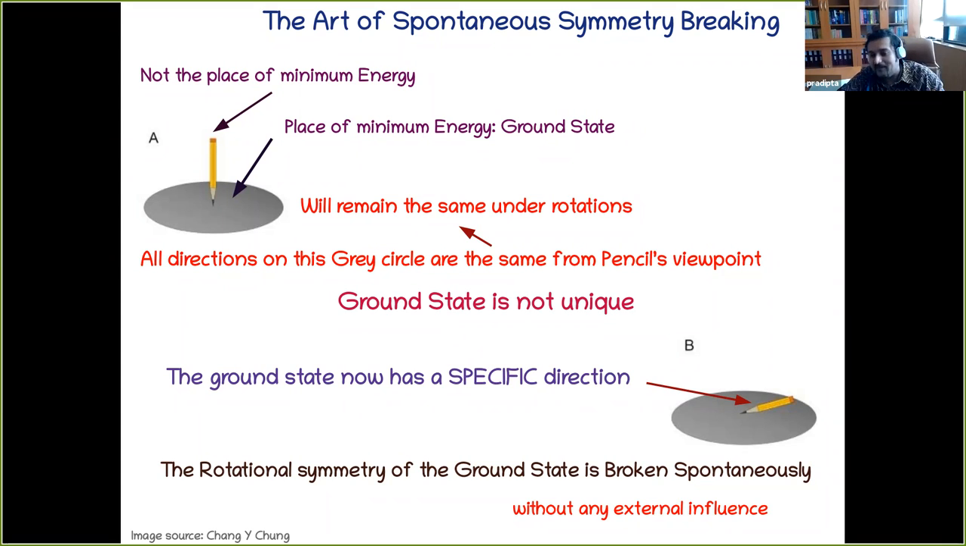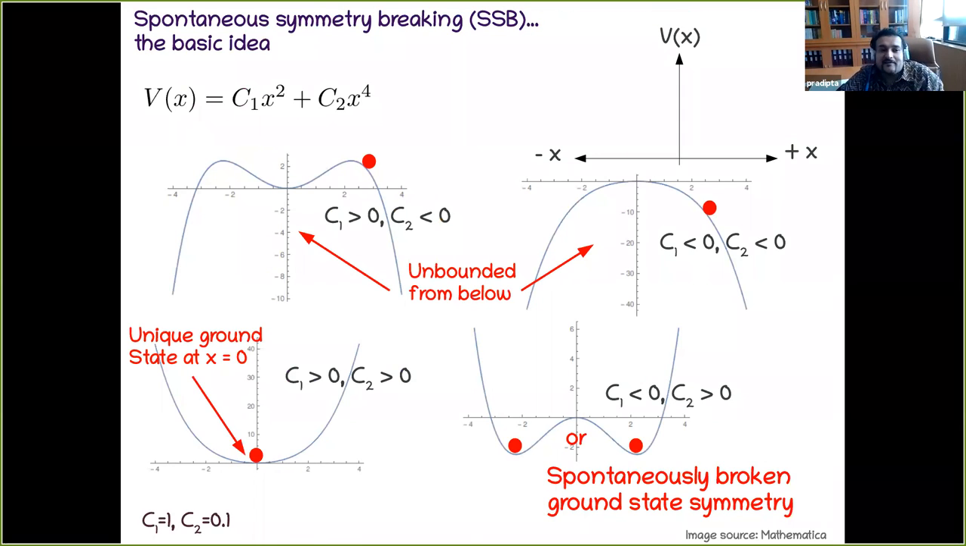And we will study this in more detail giving some nice graphical examples. In order to do that, I just consider a simple potential where V(x) is C1 x squared plus C2 x to the fourth. These are mathematically generated plots. For this particular problem, I have considered C1 equal to 1 and C2 equal to 0.1. And I have tried to discuss four different possible configurations, just to give a better idea of which is a viable configuration, and only then can you actually get spontaneous symmetry breaking of the ground state. So suppose I consider C1 positive and C2 negative, which is given by this particular plot.